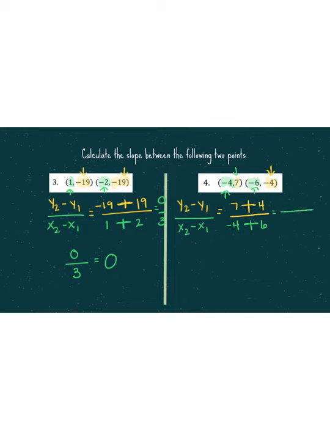Okay, now I'm just going to figure out 7 plus 4 is 11. And if you put negative 4 plus 6 in your calculator, you're going to get a positive 2. So your change in y over your change in x equals 11 over 2. So your slope is 11 over 2.